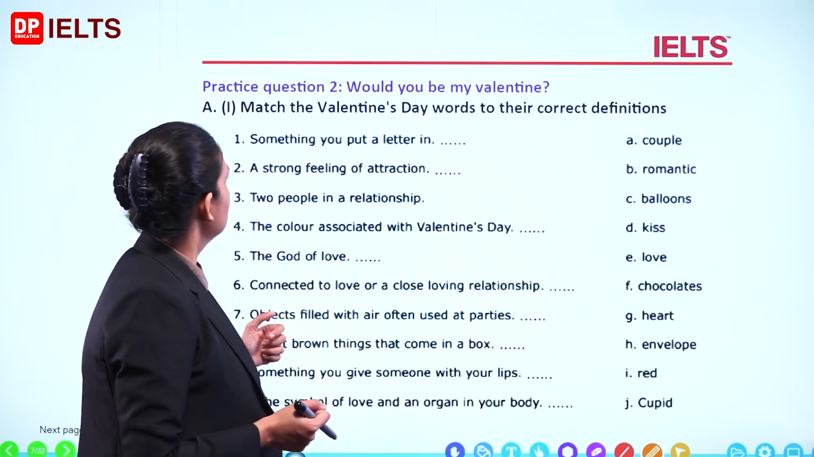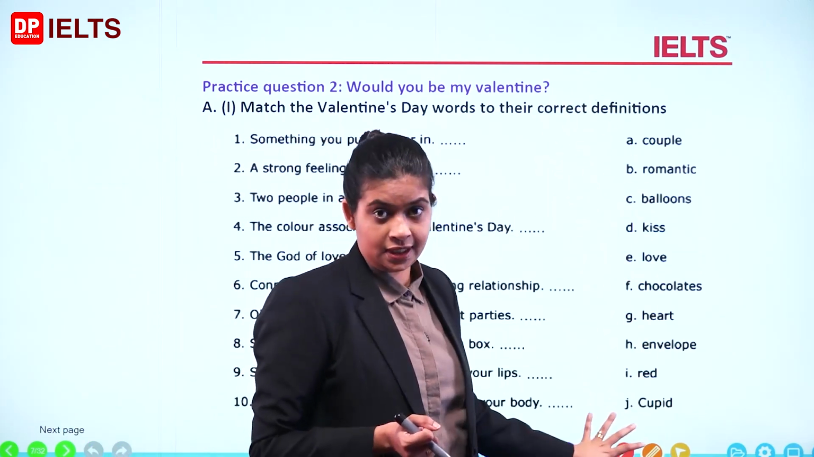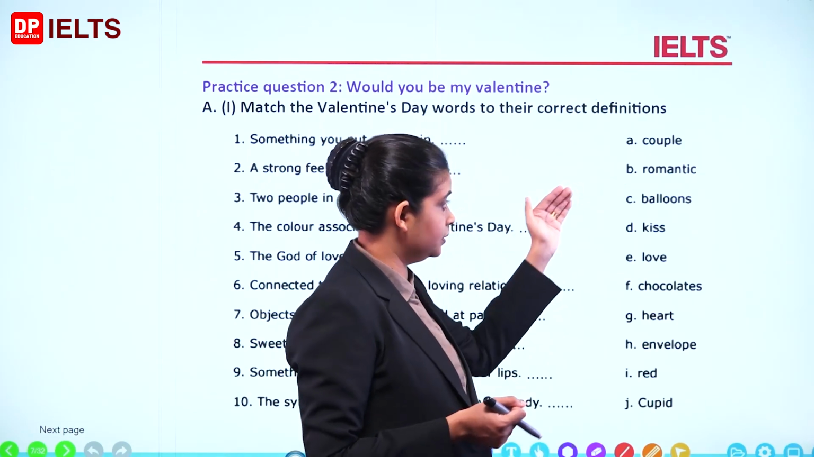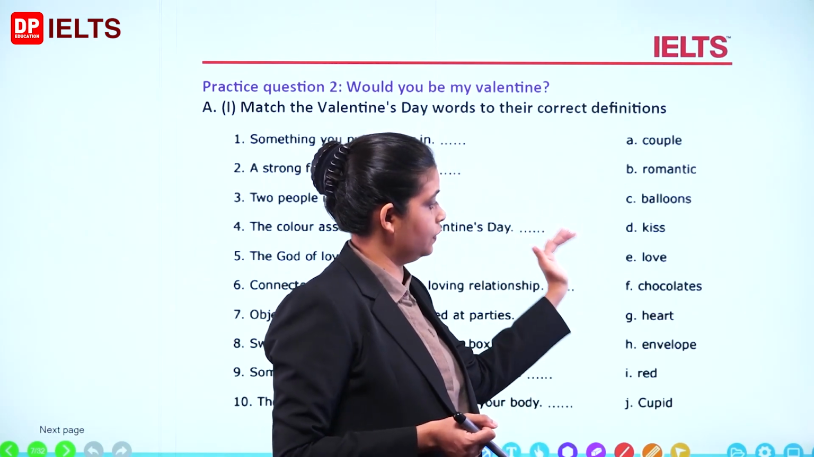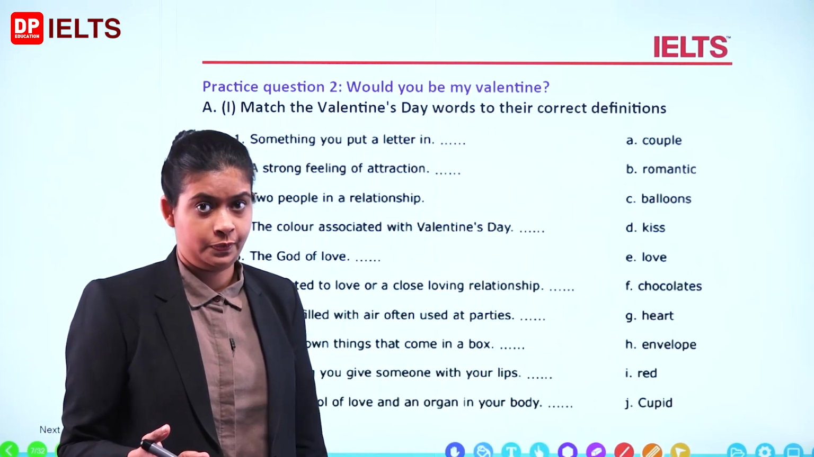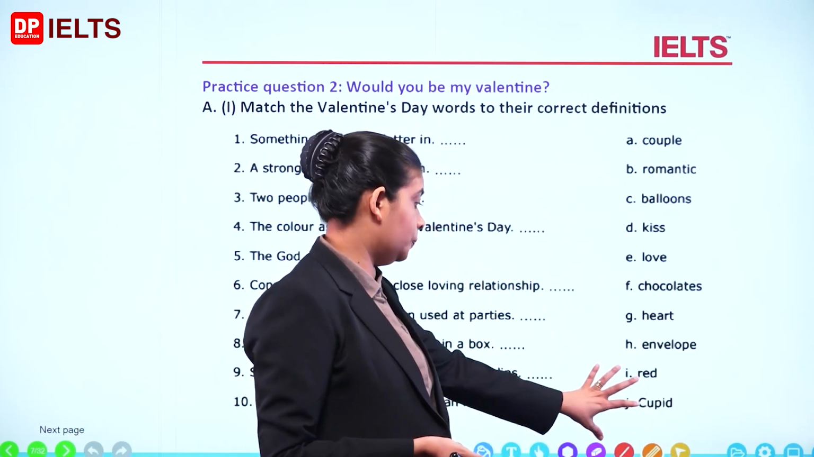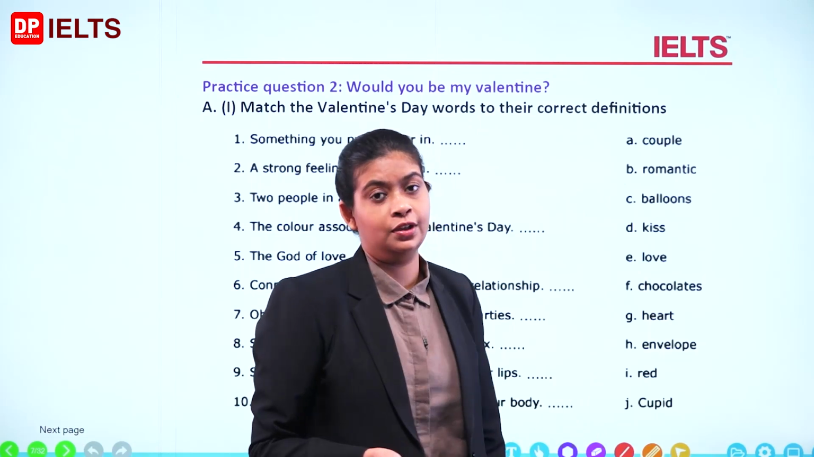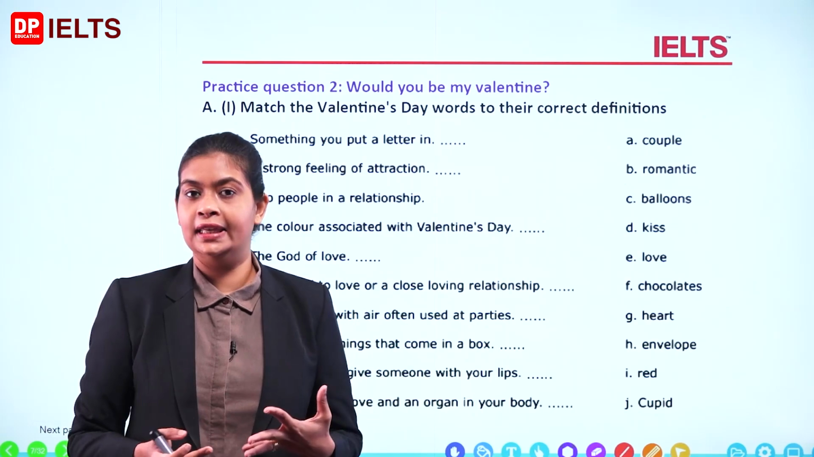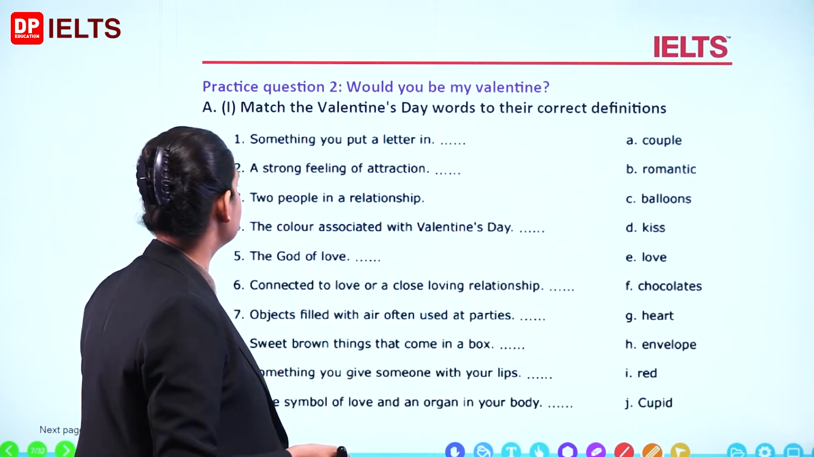Right? So here you have some definitions. මෙතන words තියෙනවා ඒ දෙක match කරන්න ඕනේ. Right? Couple, couples, romantic, balloons, kiss, love, chocolates, heart. This is not an envelope, it's an envelope. Okay. Red, Cupid. Right? Cupid දන්නේ නැත්නම් අනිත් ඔක්කොම ටික සාමාන්‍යයෙන් ඔයගොල්ලෝ පාවිච්චි කරලා තියෙනවා. දන්නේ නැති කෙනෙක් නෑ. Right? ඒ හින්දා අපි බලමු මොන වගේ meanings තියෙන්නේ කියලා.